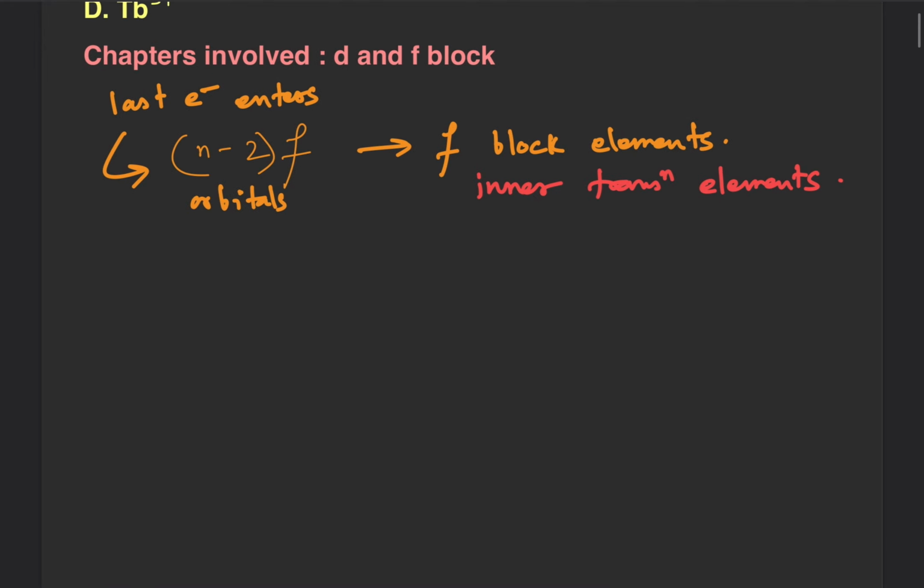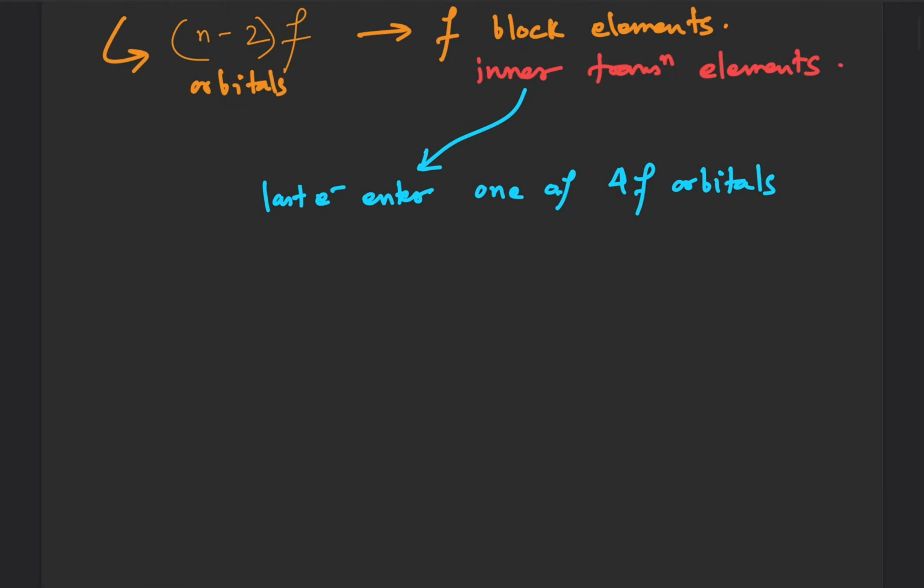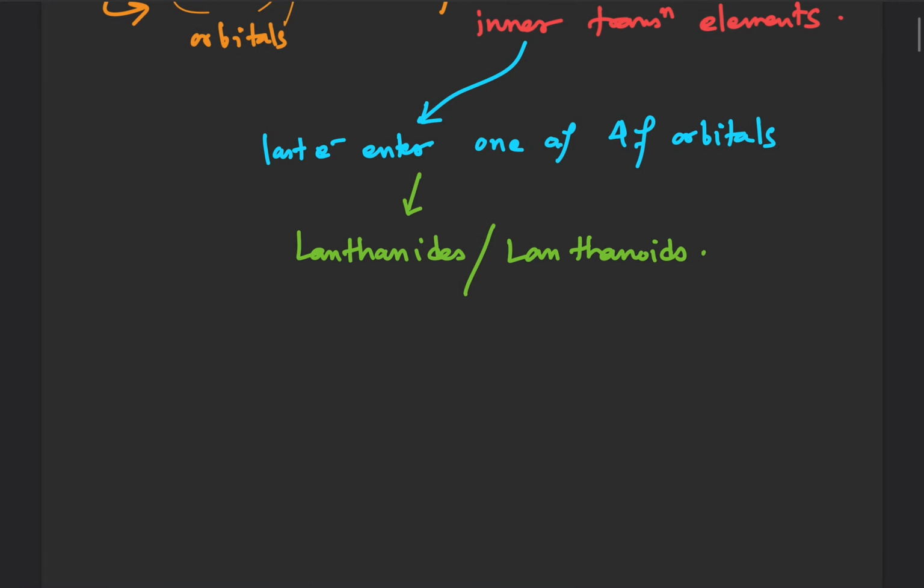Okay, and those F block elements in which the last electron enters one of the 4f orbitals are known as lanthanides or lanthanoids. Okay, and they are known as lanthanides or lanthanoids because they come immediately after lanthanum.